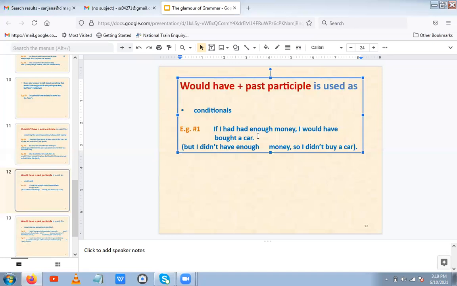Can you make a sentence? If I had enough money, I would have bought a car.